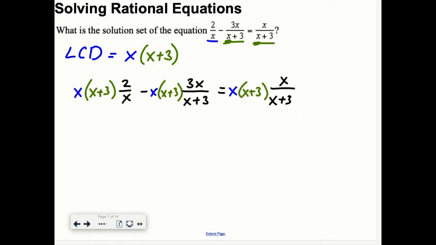And now we're just going to cancel stuff out. That x and that x cancel. The x plus 3, the x plus 3 cancel. The x plus 3, the x plus 3 cancel. And I'm just going to rewrite everything with the things that did not cancel out.